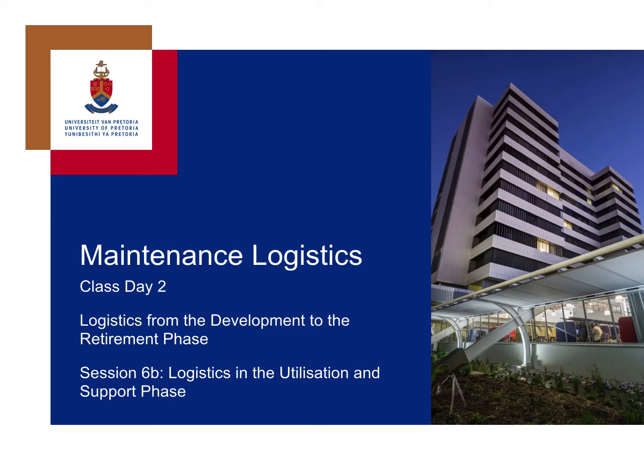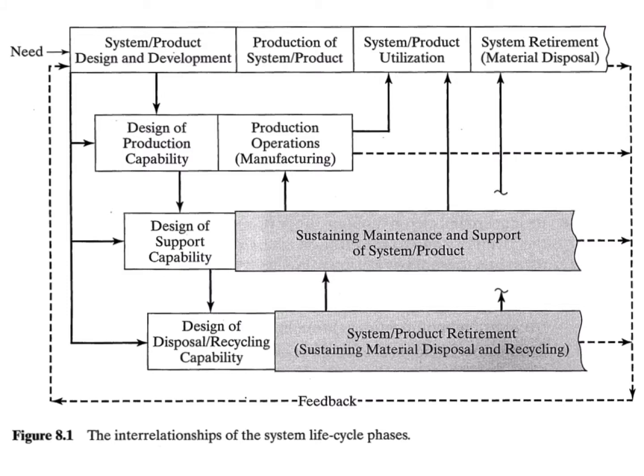We follow the discussion of the logistics in the production and construction phase up with a review of logistics in the utilization and support phase. Figure 8.1, that is figure 1 of chapter 7 in the Pearson New International Edition, shows the interrelationship between the different system lifecycle phases. We have encountered this in more detail in figure 6.2, that is figure 2 of chapter 5 in the Pearson New International Edition.